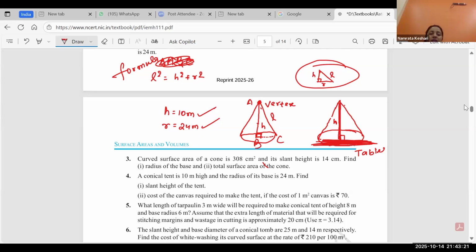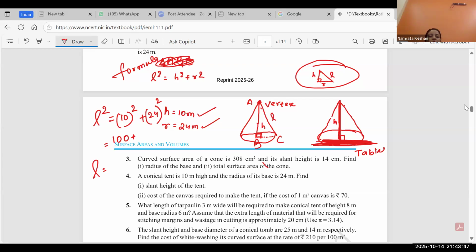Okay, and you will end up having L square is equal to H square, that means this, plus R square, that means this. And now you just have to do the calculation to take out the L value we want to find, not L square. So first of all, you will do the calculation. 10 square will be 100, and 24 square will be, please do the squaring and tell me what you are going to get.